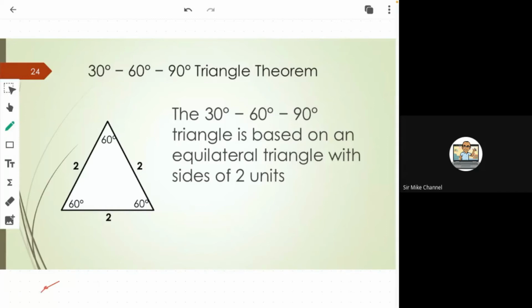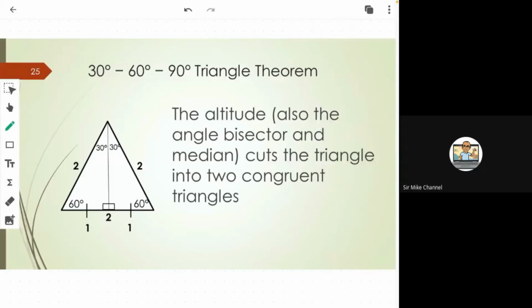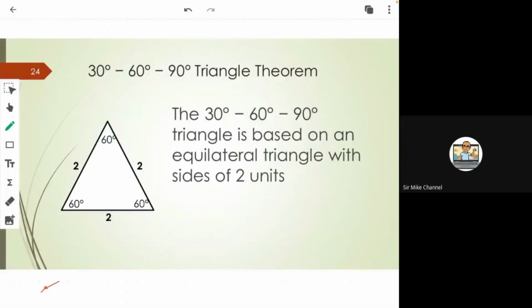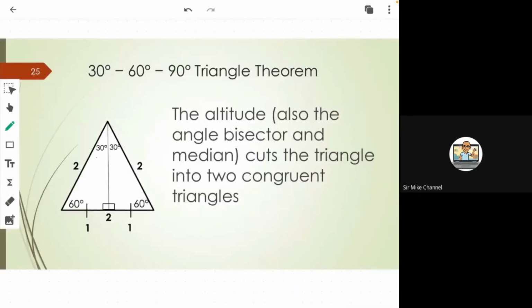And then, for the altitude also the angle bisector. So, gagawa tayo ng altitude dito. So, from this example, gagawa tayo ng altitude. So, nag-form siya ng 90 degrees. So, happy siya sa dalawa. So, magiging 30, 30 na yan, degrees. Tapos, magiging median.